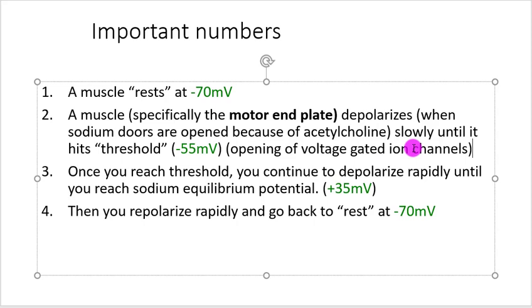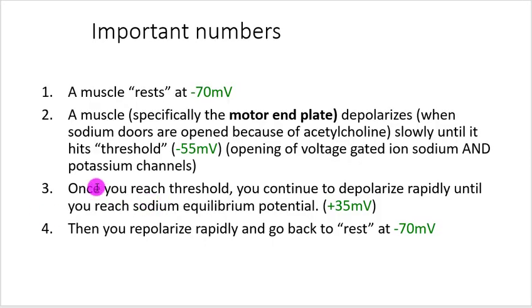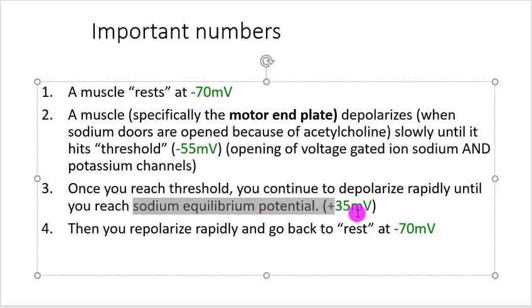Voltage-gated ion channels. And I will just tell you right now, when I say voltage-gated ion channels, I mean both sodium and potassium. Both of those are involved here. So, from there, once you reach threshold, you continue to depolarize rapidly until you reach sodium equilibrium potential. You remember that number, and that's plus 35. And after that, you repolarize rapidly and go back to rest at negative 70 millivolts.